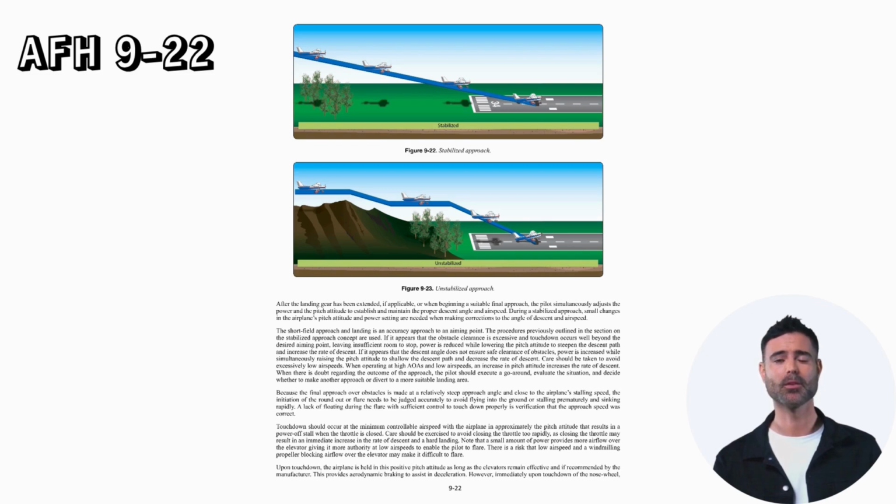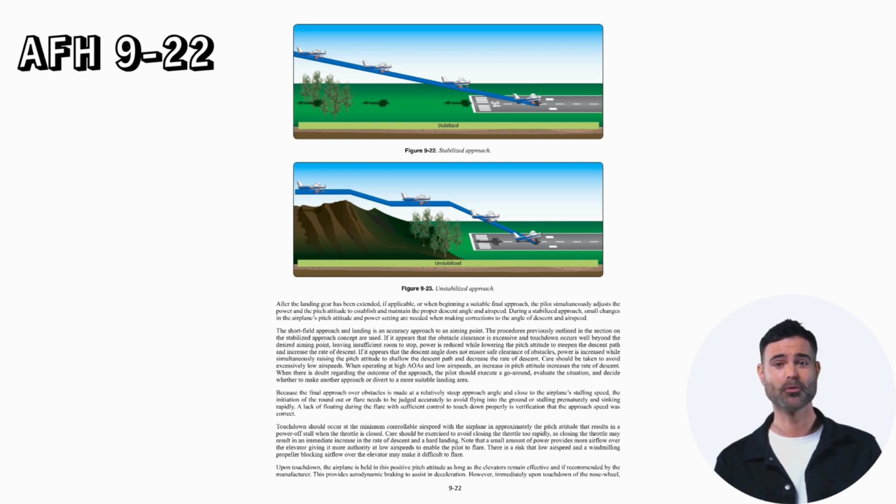Care should be taken to avoid excessively low airspeeds. When operating at high AOA and low airspeeds, an increase in pitch attitude increases the rate of descent. When there is doubt regarding the outcome of the approach, the pilot should execute a go-around, evaluate the situation, and decide whether to make another approach or divert to a more suitable landing area.